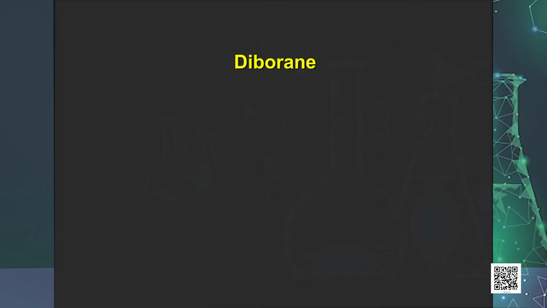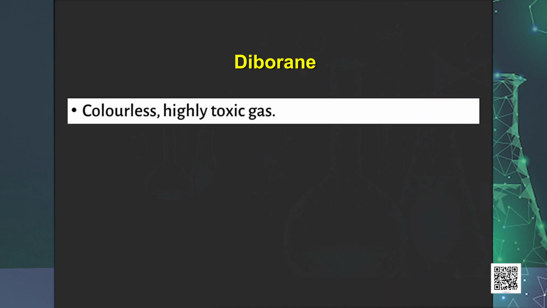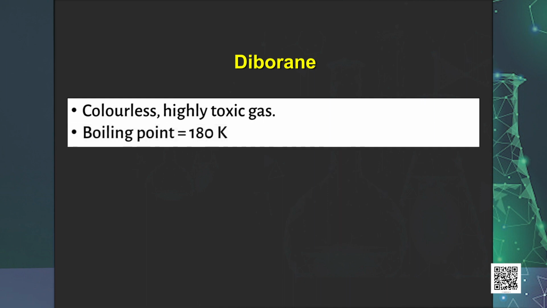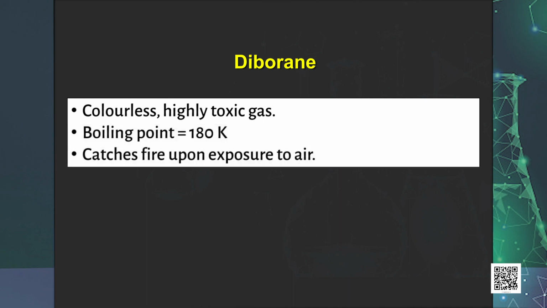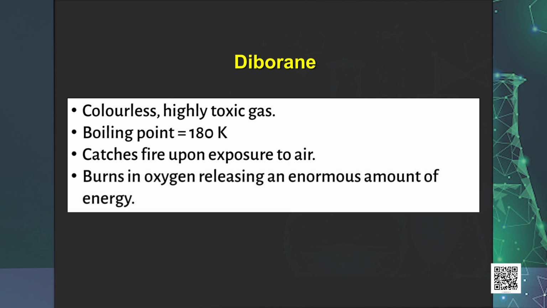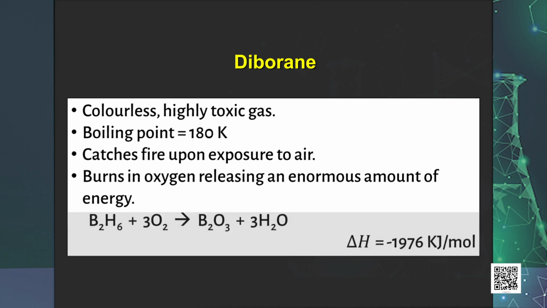Another important compound of boron that we need to study is diborane. The simplest boron hydride known is diborane. Diborane is a colorless, highly toxic gas with a boiling point of 180 Kelvin. It catches fire spontaneously on exposure to air. It burns in oxygen, releasing an enormous amount of energy and forms boron oxide.